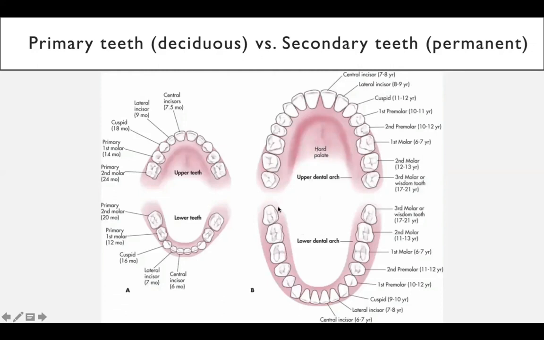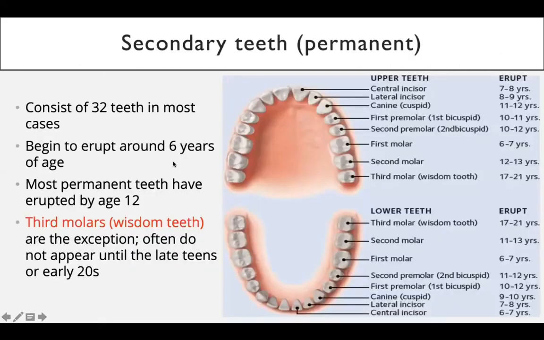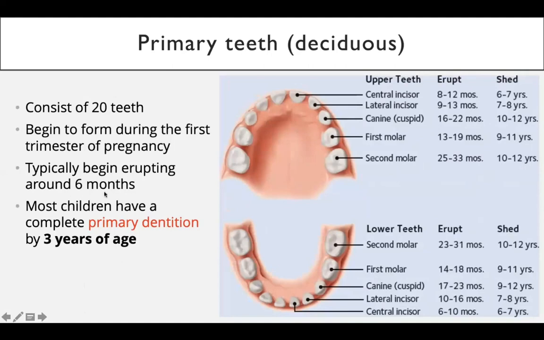Upper dental arch, lower dental arch, and then these are the ages. You do not need to remember all of them, but these markings: the age, 6 years start, 12 years end, 32 teeth, and the last come at 20s. Then these 20 primary teeth, at 6 months they start from the central incisors. At the age of 3 years they are done, and at 6 years they will stay.